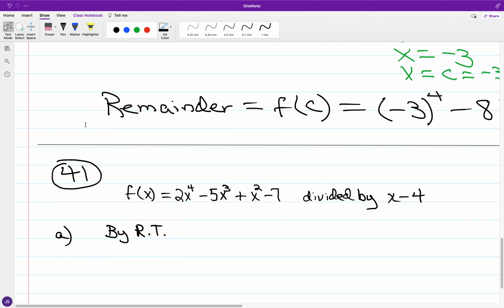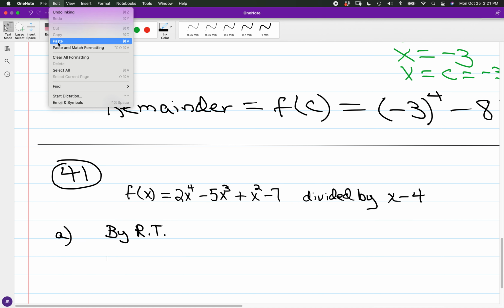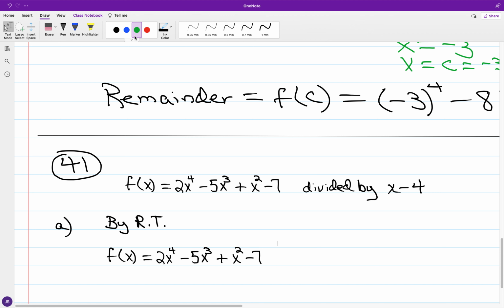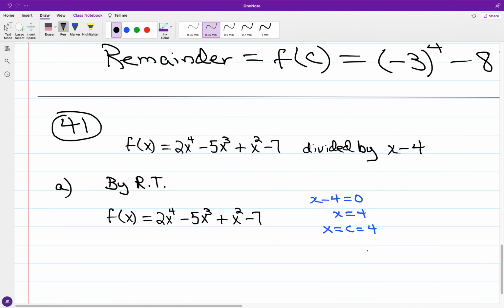this is the dividend we're working with, and for the divisor, you have x minus 4 equal to 0, and we have x equal to 4. In the remainder theorem, your c value is going to be the 0 x value, which is going to be 4. And so for part A, f of x is going to translate to f of 4.